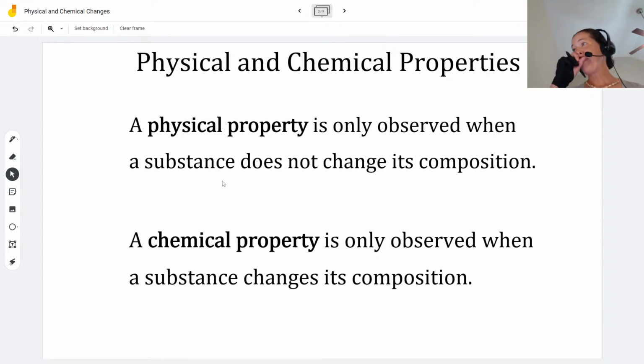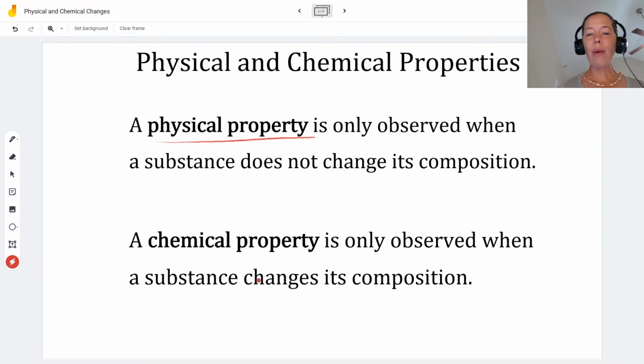Okay, so really, before we talk about physical and chemical changes, we have to first define what physical and chemical properties are, because they are going to tie into the changes, obviously. So what I've done here is I have just defined physical and chemical properties. So let's talk about these just a little bit.